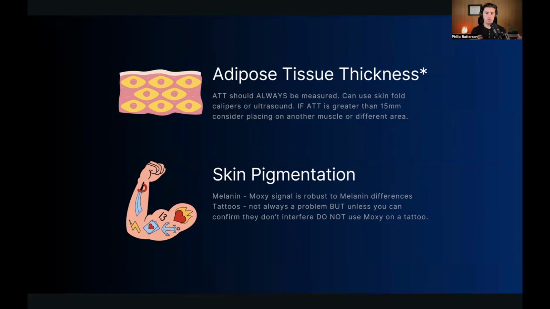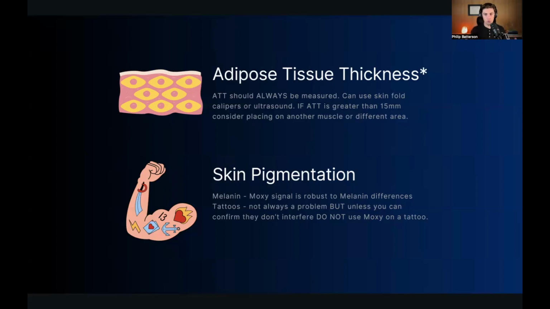And you can do this one of two ways. You can measure it with skin fold calipers. So you take your arm, pinch, and then your skin fold caliper will give you your skin fold. And that gives you a number that is essentially twice as thick as what the true adipose tissue thickness or tissue layer thickness above the muscle is going to be.